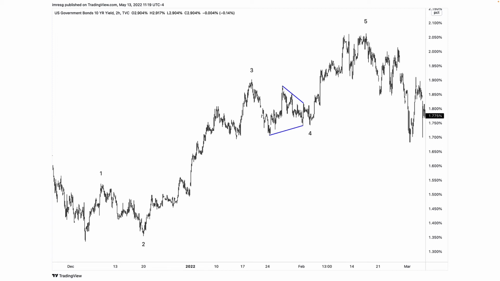So there you have it. All 3 rules have been followed. We have a proper Elliott wave count here. In this case, this price chart is the US government bonds, the 10-year yield on a 2-hour time frame, and this is what a textbook Elliott wave count should look like.